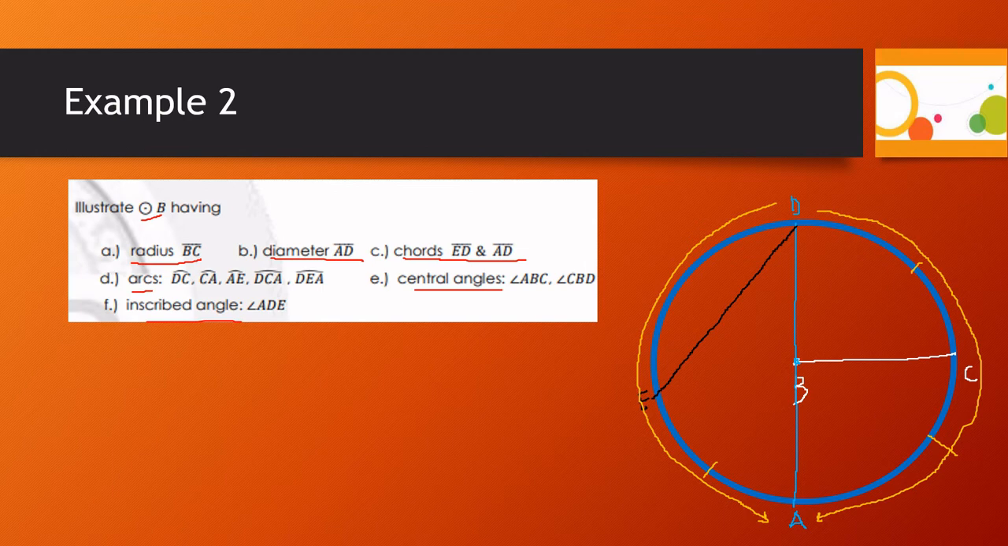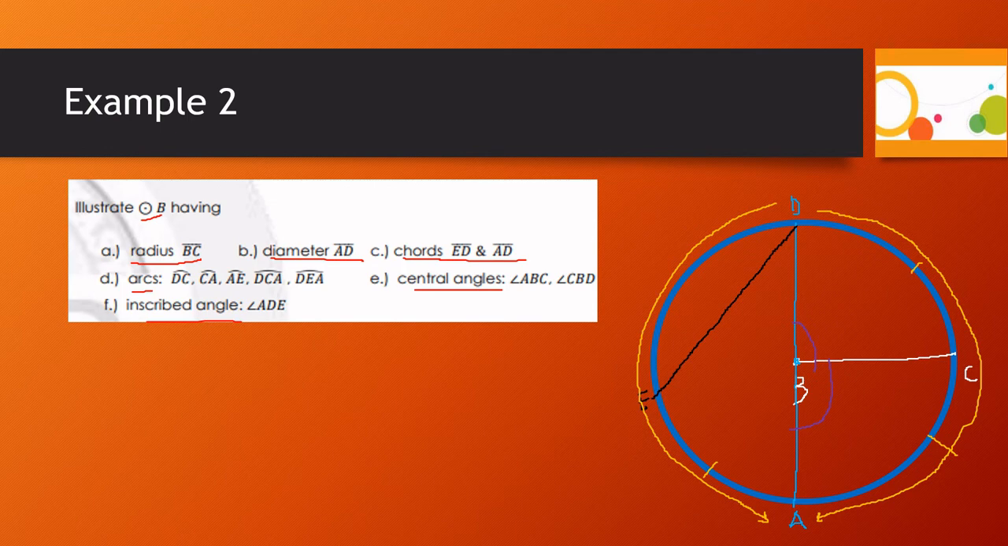Next, central angle. Our central angle is angle ABC. So, this angle is the central angle wherein the vertex is the center. Okay? Next, we also have angle CBD. This is also a central angle.